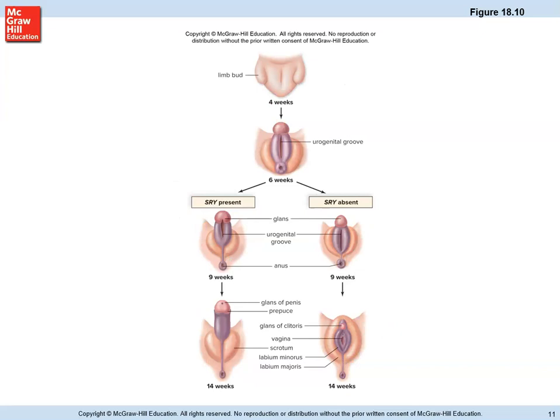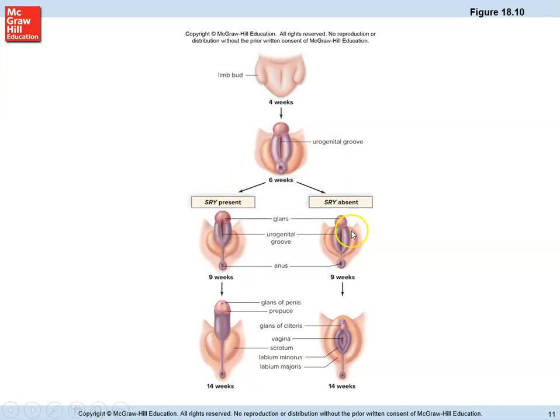If we look at external genitalia in their development, again, everything starts out the same. So at that 6-week mark, there was a urogenital groove, there was a genital tubercle, that little lump at the top there, and then there were the folds of tissue on the side here. If we follow that through the SRY present, so it's going male with testosterone, that genital tubercle there becomes a penis, and along with that groove, these folds of tissue at the side become the scrotum.